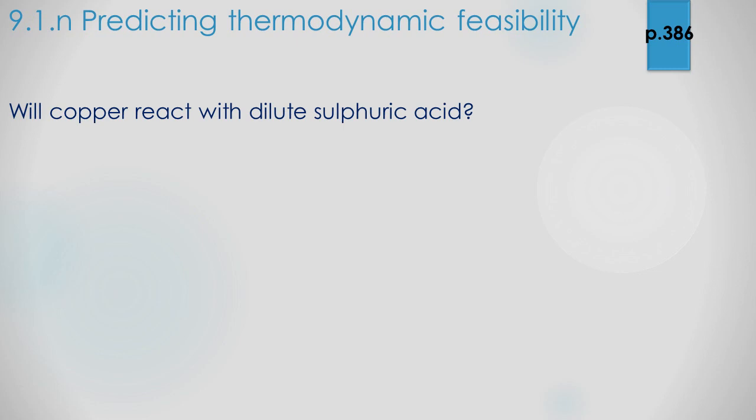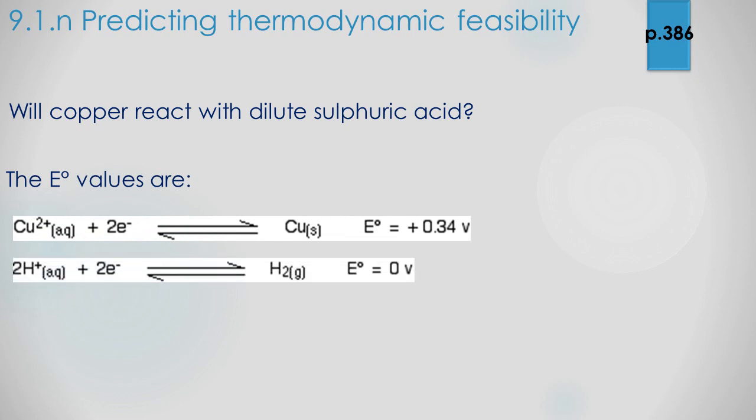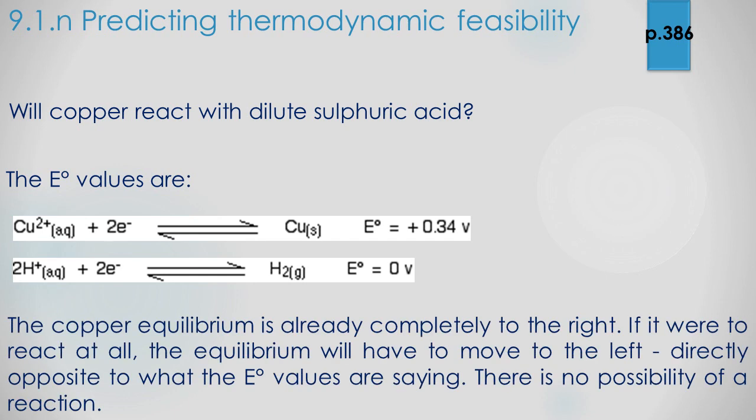The last example of predicting thermodynamic feasibility is copper. Will copper react with dilute sulfuric acid? As you can see, Cu2+/Cu has a more positive E0 value. Therefore, the equilibrium will shift more to the right. So Cu can't be easily oxidized compared to H+, where the H+/H2 couple has a more negative E0 value compared to that of Cu2+/Cu. So the equilibrium in the first half reaction will shift furthest to the right. The equilibrium in the second half reaction will shift furthest to the left. So therefore, the reaction is thermodynamically not feasible.